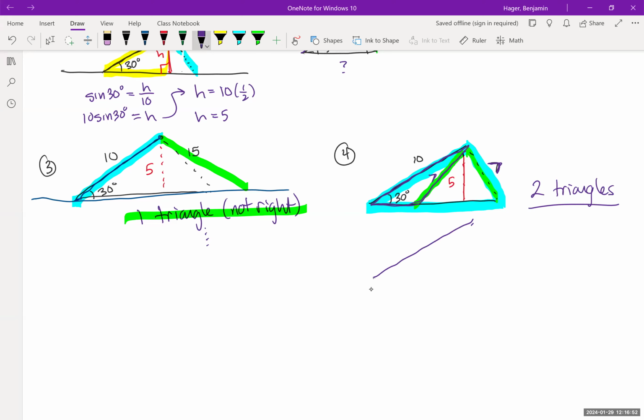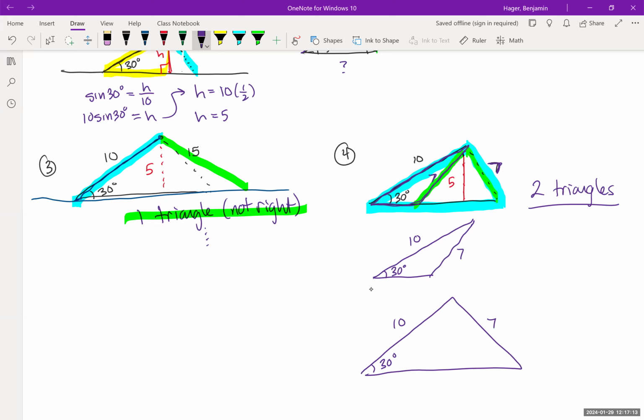See if I could fix the picture. Here's the little weird looking triangle. This was 30 degrees, this was 10, and this was 7. Or we've got the big outer triangle where this is 30 degrees, 10, and this is 7. And so you would need to solve both of these triangles. This now becomes two problems. You'll see that there is some overlap though.